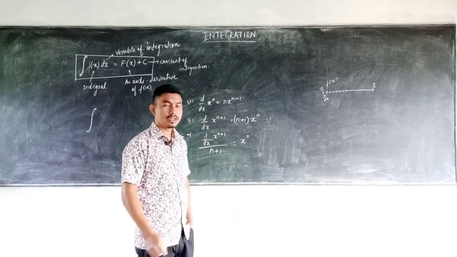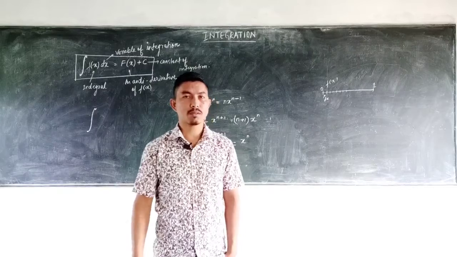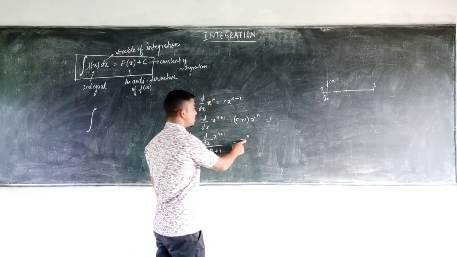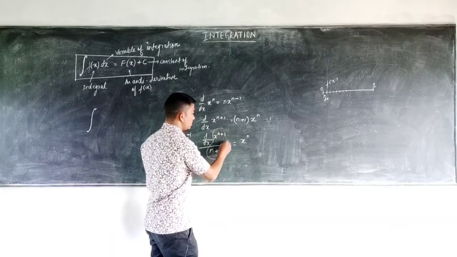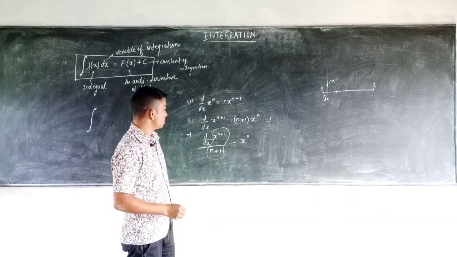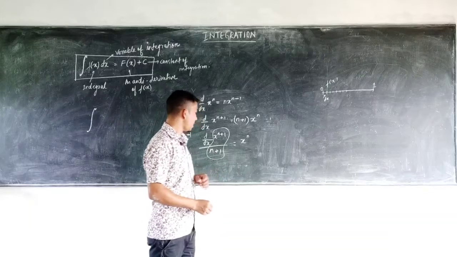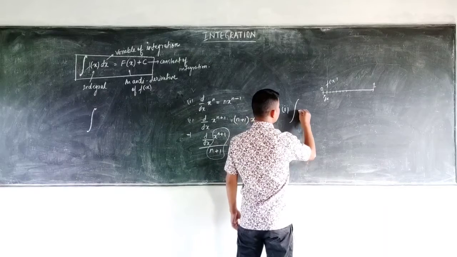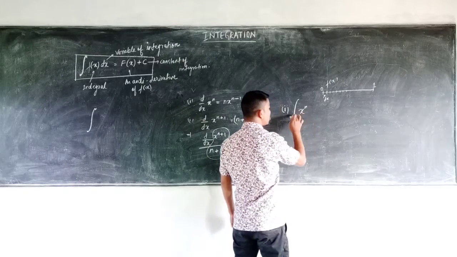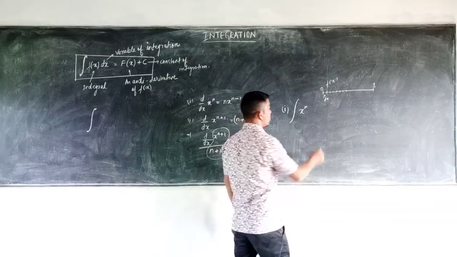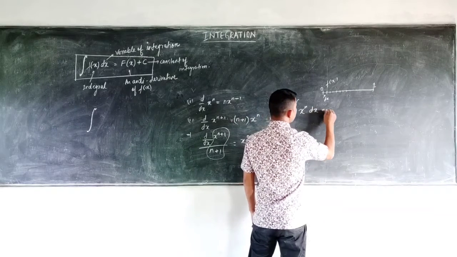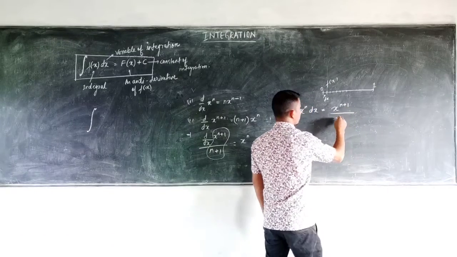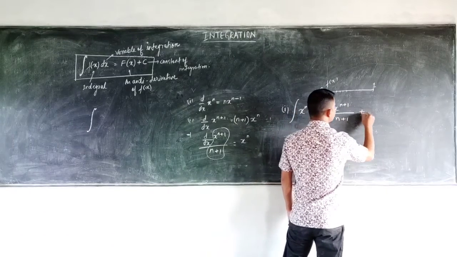Now since integration is defined as the process reverse of differentiation, if I differentiate x to the power n plus 1 divided by n plus 1, I get x to the power n. So the first formula of integration is: the integration of x to the power n with respect to dx will simply equal x to the power n plus 1 divided by n plus 1 plus c.